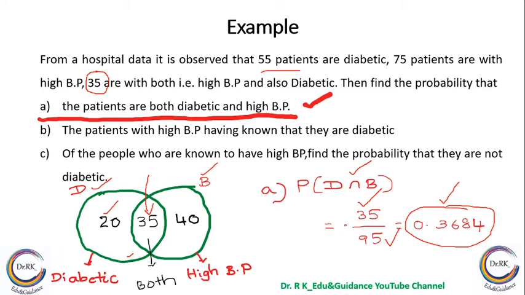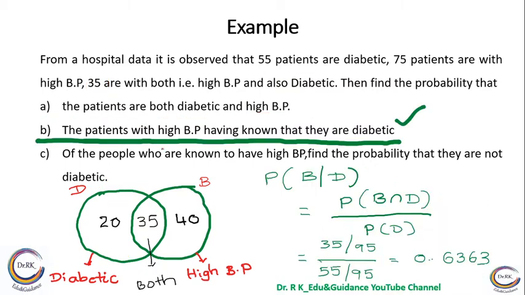Yeah. Next, the second example. I think now it is very clear. What is the first event that happens? What is the first-hand information? The first-hand information is that they are already diabetic. So what we have to find is the probability that these diabetic patients are having BP. That means it is related to conditional probability, conditional events. So immediately we write the probability where the first event that happens is D and the next event is B.